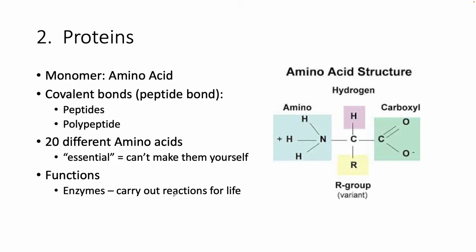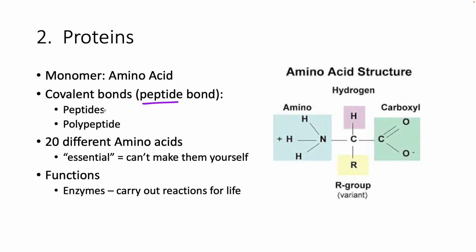All right, our next type of macromolecule are proteins. The monomer here is the amino acid. You can see what it looks like over here. And amino acids, when you make a macromolecule of protein, are held together again by covalent bonds. In the case of proteins, we call it a peptide bond. It's just a special name for the good old covalent bond.